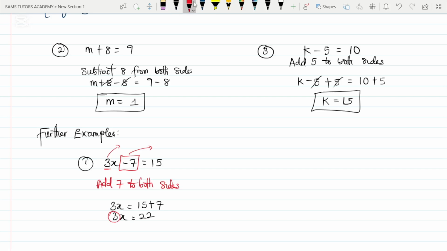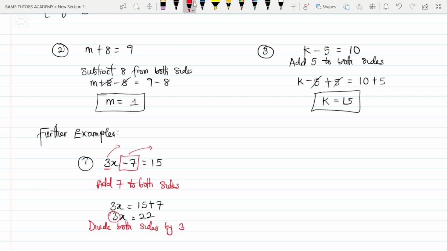You can see that 3 and x are multiplied together. To undo that, I'm going to say divide both sides by 3. Now if we had 5 here, it would have been by 5. If you had 6, it would have been by 6. Do you understand?